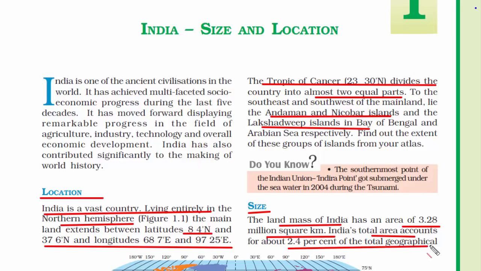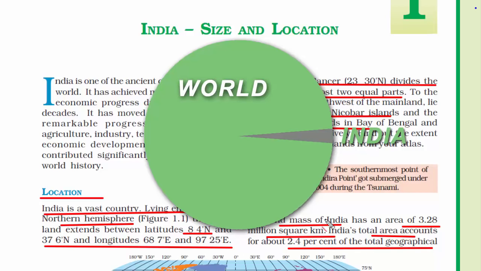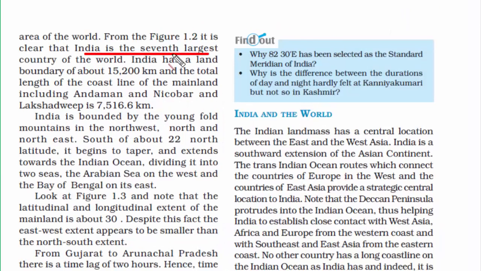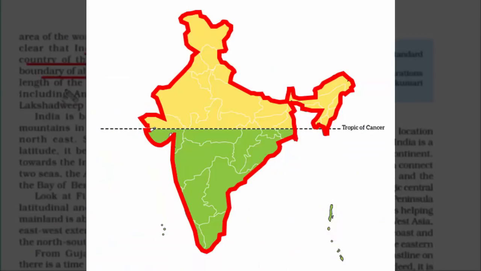India's total area accounts for about 2.4% of the total geographical area of the world. So if we put all the landmass of continents and countries together, India takes away 2.4% of the entire pie. And India is also the 7th largest country of the world. This is purely in terms of area, not population. In population, India is 2nd largest country, that is after China. So our entire land boundary is about 15,200 kilometers.